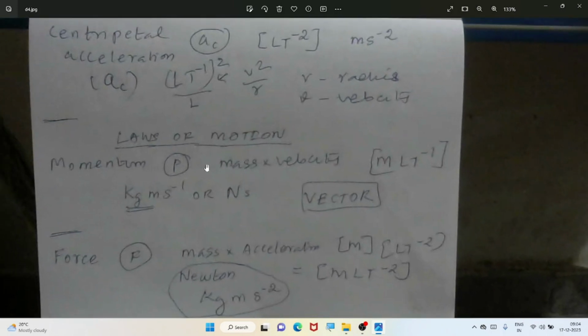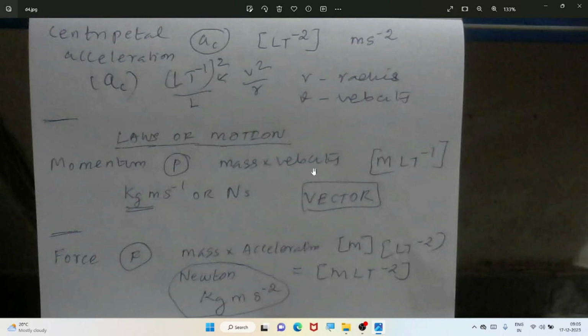Centripetal acceleration, this is the same as acceleration, LT^-2. So this is velocity over the distance, V square by R. V is the velocity, R is the radius.